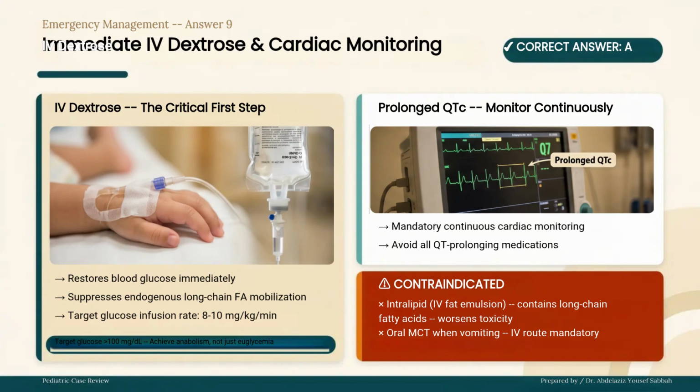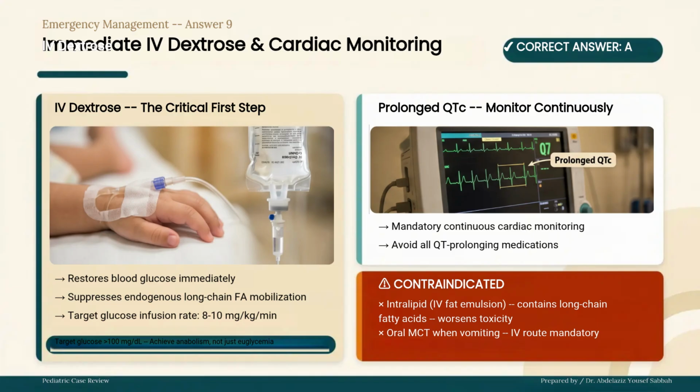Intravenous dextrose is the critical first step. It restores blood glucose immediately, and just as importantly, it suppresses the mobilization of endogenous long-chain fatty acids, which stops the production of toxic metabolites. The target glucose infusion rate is about 8 to 10 milligrams per kilogram per minute, aiming for a glucose above 100 milligrams per deciliter, because the goal is to achieve anabolism, not merely a normal glucose. The prolonged corrected QT interval means continuous cardiac monitoring is mandatory, and all QT prolonging medications must be avoided.